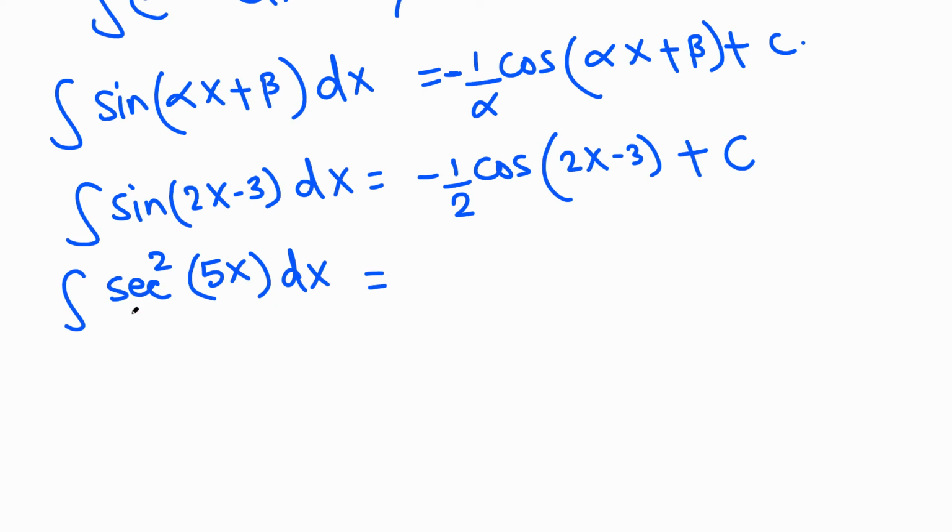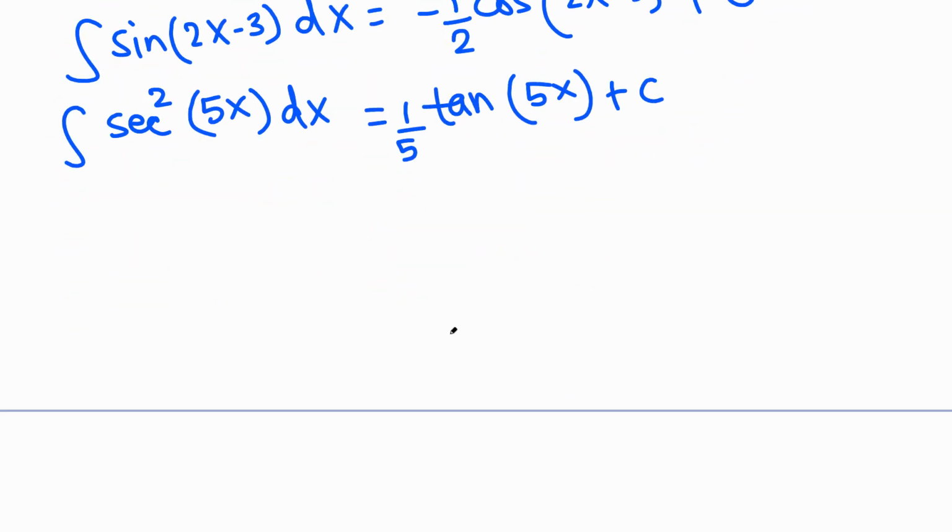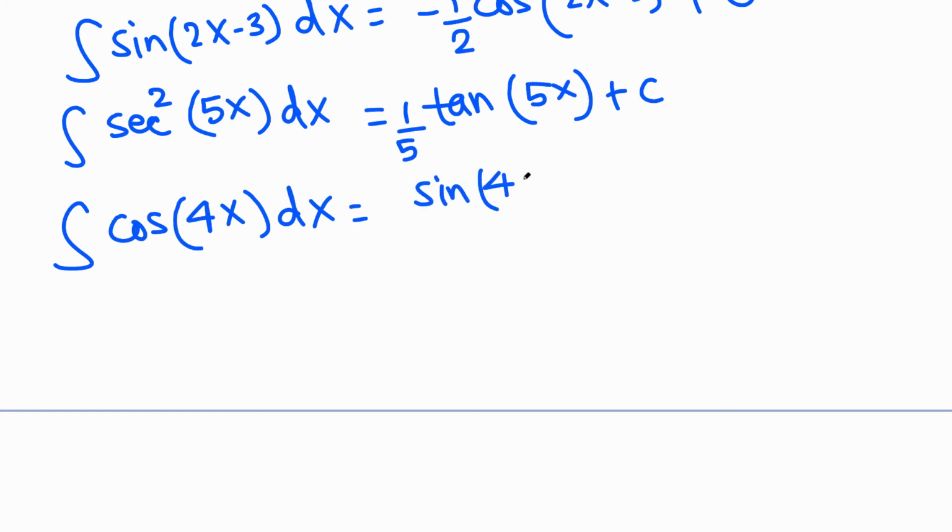Okay, the antiderivative of secant squared is just tangent, and for 5x, there is a 5, so we need to divide by 5, or just put 1/5 on the front. In the same way, let's say we have cosine 4x. The antiderivative of cosine is just sine, divide by 4, which is 1/4, plus c.